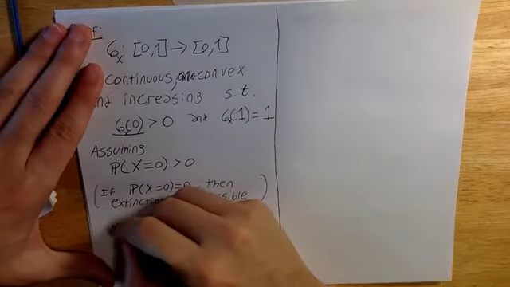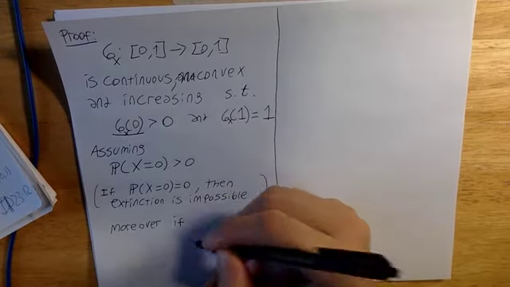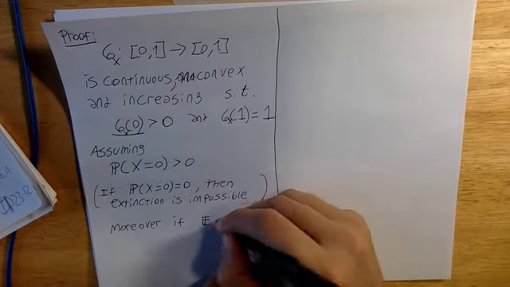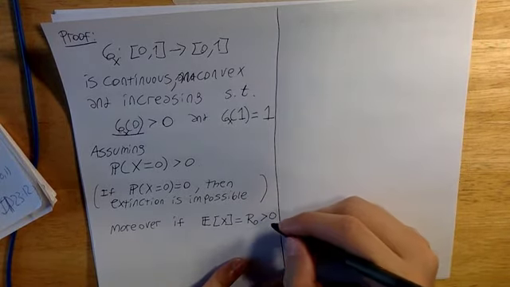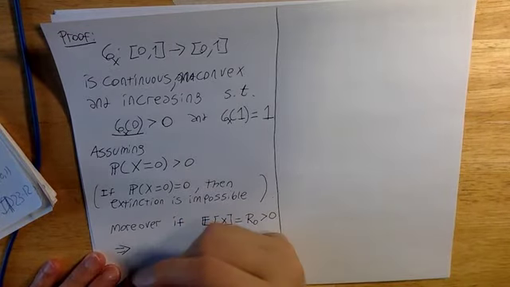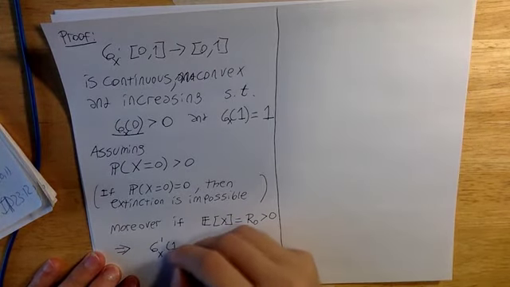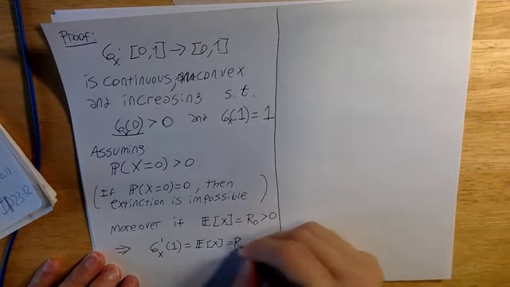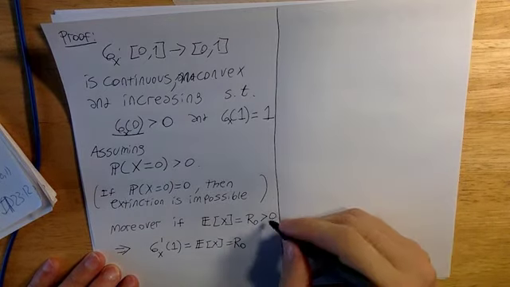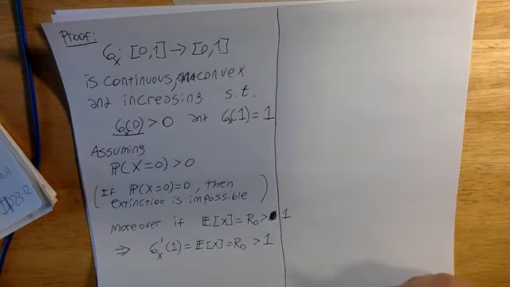Moreover, if the expectation of x is equal to R0, which is positive, then g prime x at 1 is going to be the expectation of x, which is equal to R0, which is bigger than 1. So the derivative at this point is positive.